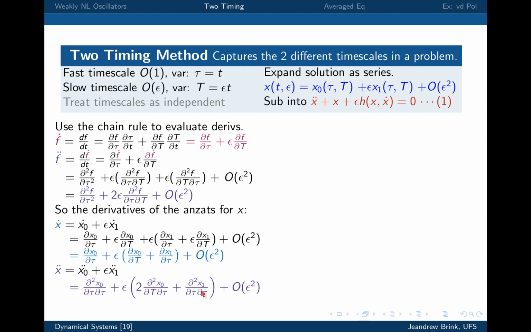Okay, so the orders are combining in a slightly non-trivial way. What typically happens is you have a derivative of a fast time for the next order up combining with the derivative of the slow time for the previous order. So this happens here for the second derivative. It's also happening over here for the first derivative.